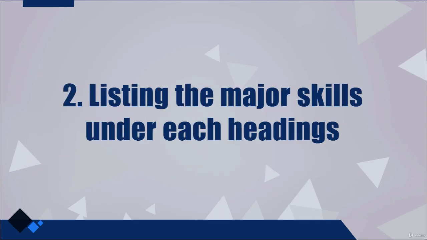Second, listing the major skills with accomplishments under each heading. The material under the heading should include mention of accomplishments which prove each skill. Let's understand this by looking at this example.